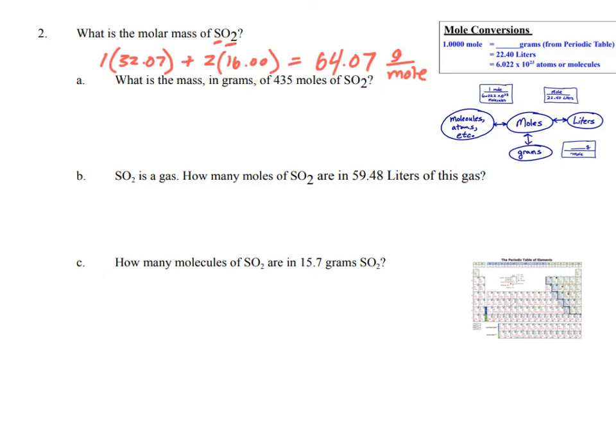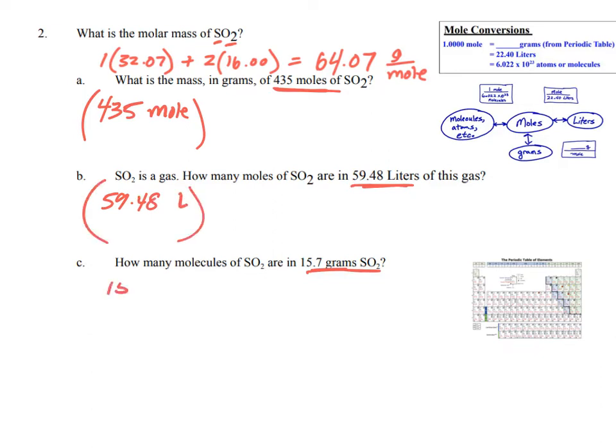Now, let's look at each one of these problems. In every case, we are going to have something that we are given. Moles of SO2, liters of this gas, grams of this. So whatever is given with a number, that's your starting point. All right, so we set it up 435 moles. All right, kind of important to write that stuff down. All right, looking at the second one, 59.48 liters, 15.7 grams. All right, so those are our givens, our starting point.